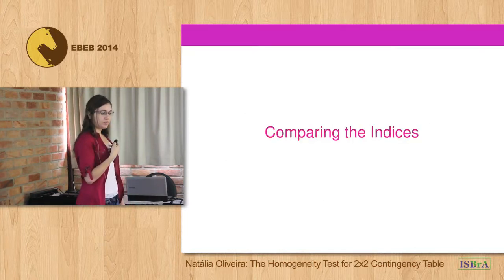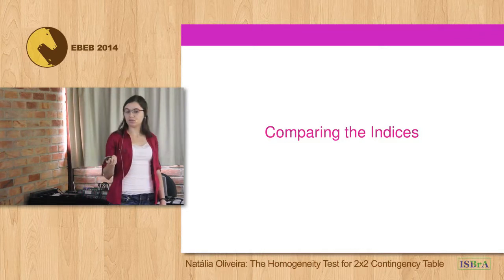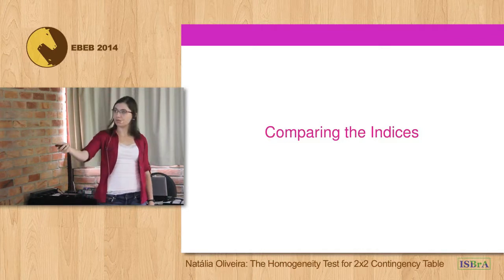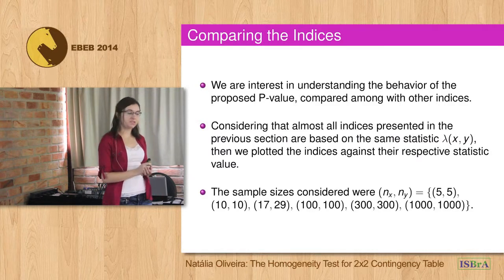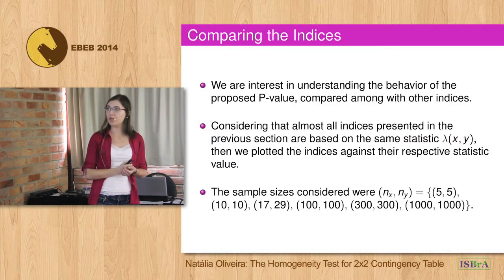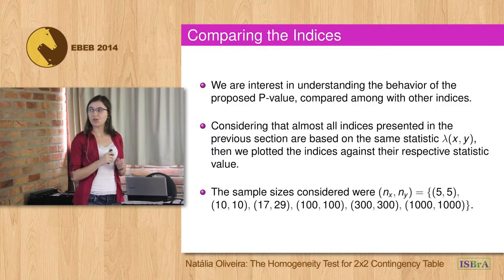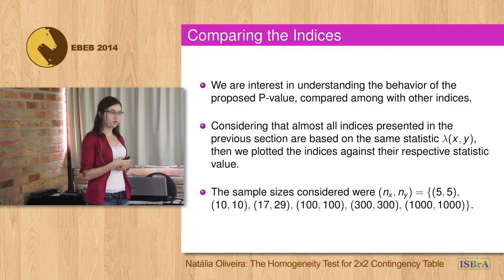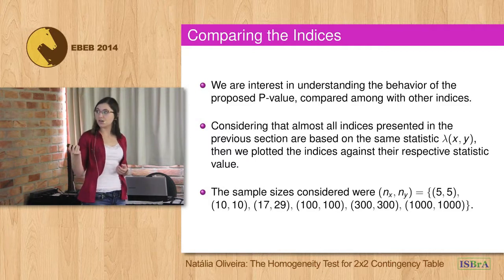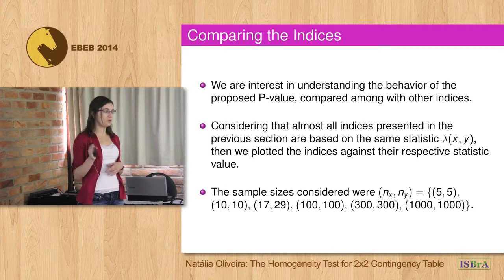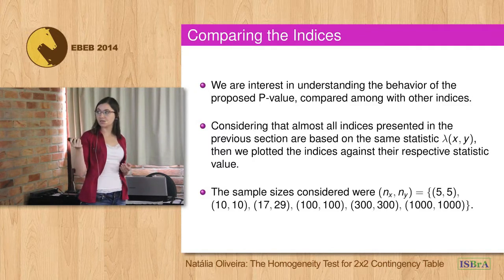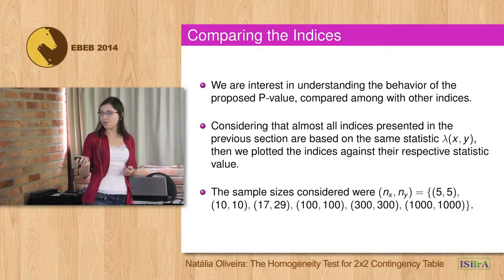So after defining all the indices we're going to use in this work, we're going to have a comparison. We want to understand the behavior of the capital P value and compare it with other indices. First, since almost all the indices except the chi-square test use the lambda statistic, we're going to plot the indices against this statistic. So we're going to represent each table by its lambda. And we consider 6 different sample sizes, from 5 and 5 to 1,000 and 1,000, for x and y.